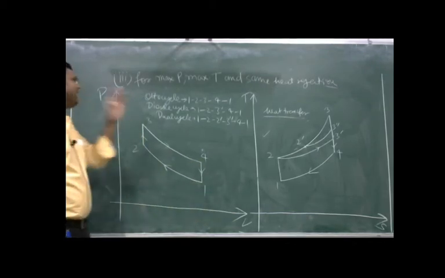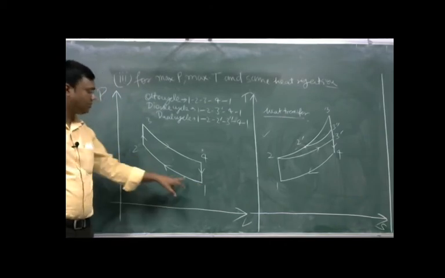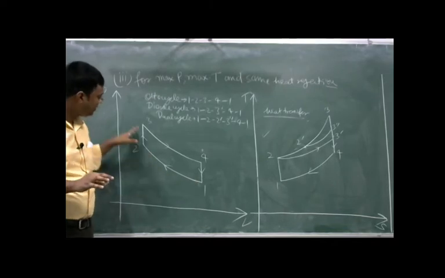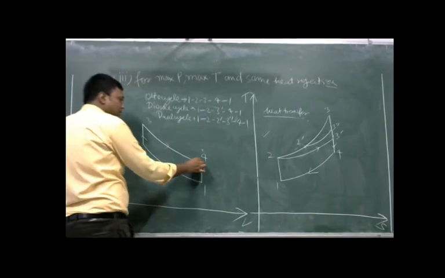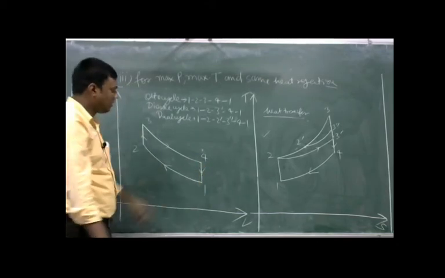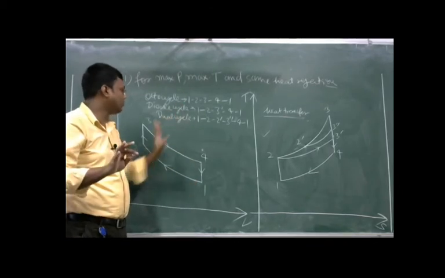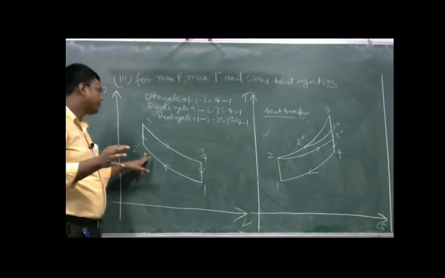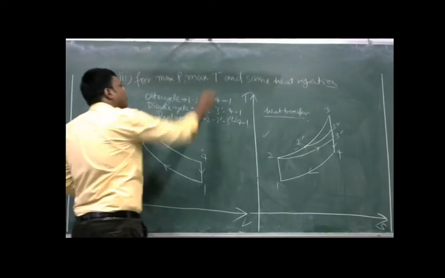Now in this case it is not said that you have to keep this compression ratio the same. So we need not keep this ratio the same, it can increase or decrease. But we have to keep the heat rejection from 4 to 1 the same for all three cycles, Otto cycle, diesel cycle and dual cycle, but from 1 to 2 it can be changed, provided that pressure and temperature should be maximum.